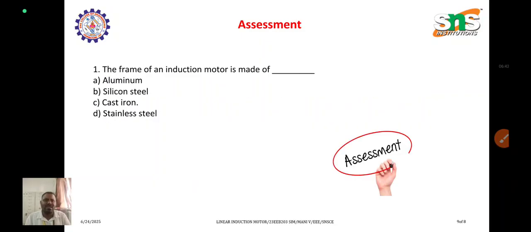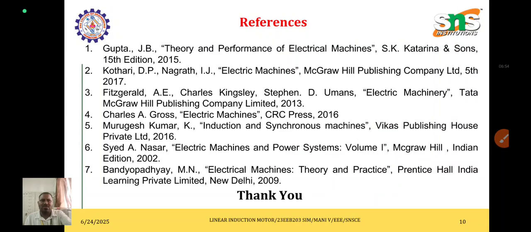So this is an assessment. The frame of an induction motor is made up of either aluminium, silicon steel, cast iron, or it may be stainless steel. Put your answer in the comment section.